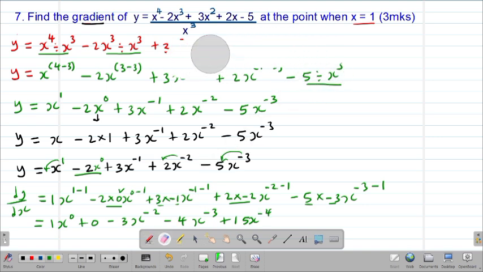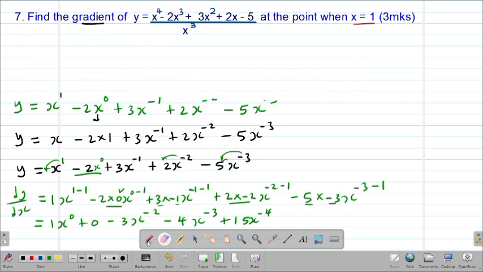So that means in the end, I'm going to remain with the following. So my dy/dx will be equal to, here I'm remaining with the 1 because x to the power 0 is 1. 1 times 1, I'll just get 1. Then here I'm going to have 0. There's no need of writing 0, but I can just have it here. Then this part will give me negative 3 x to the power negative 2. This part here will give me negative 4 x to the power of negative 3.